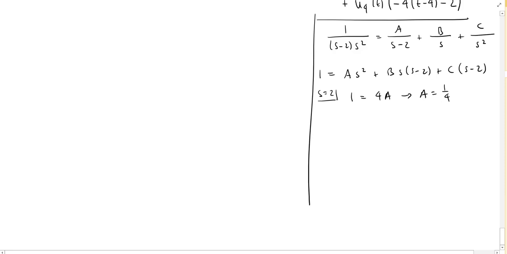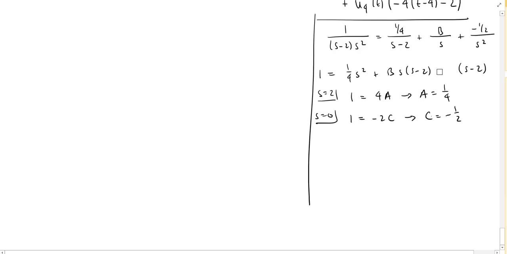Okay, also though, if I make s equal to 0, that will annihilate the first two components. So when s is equal to 0, then again the left side is 1, but the right-hand side will just be c times 0 minus 2, so negative 2c. And so c is equal to negative 1/2. All right, let's put those into our decomposition. Okay, we can even put them over here if we like.